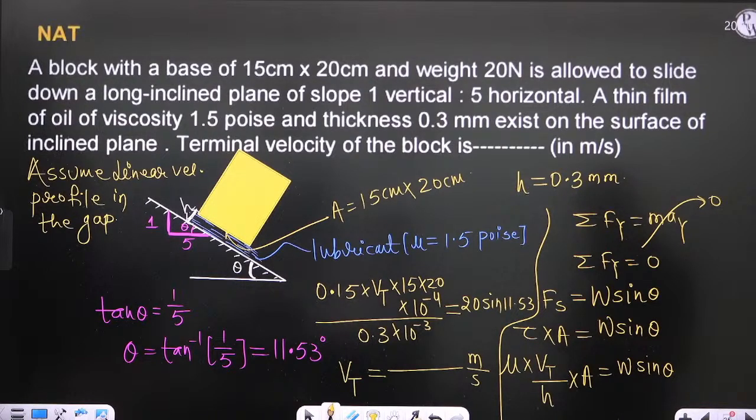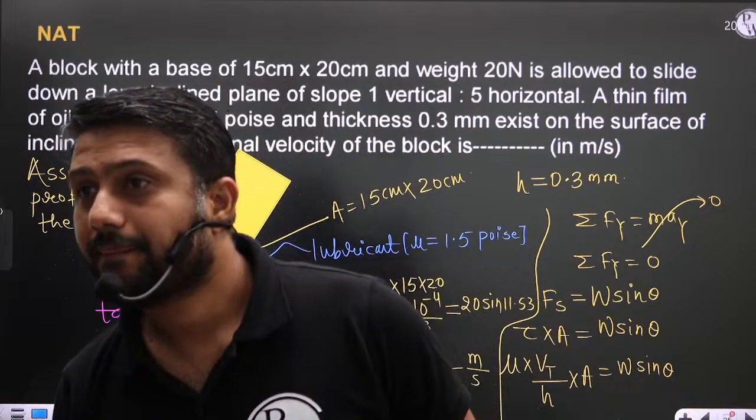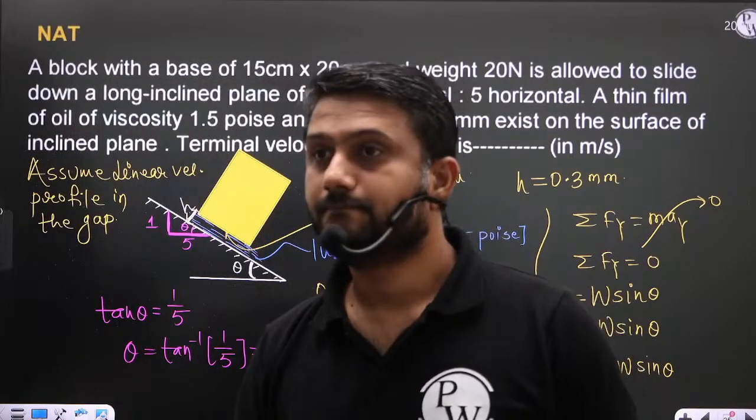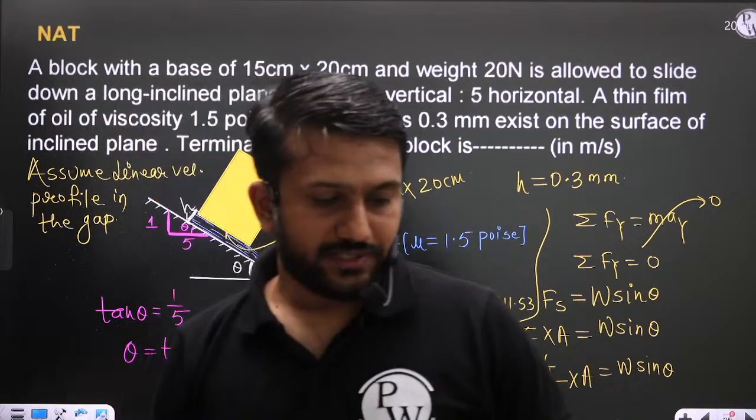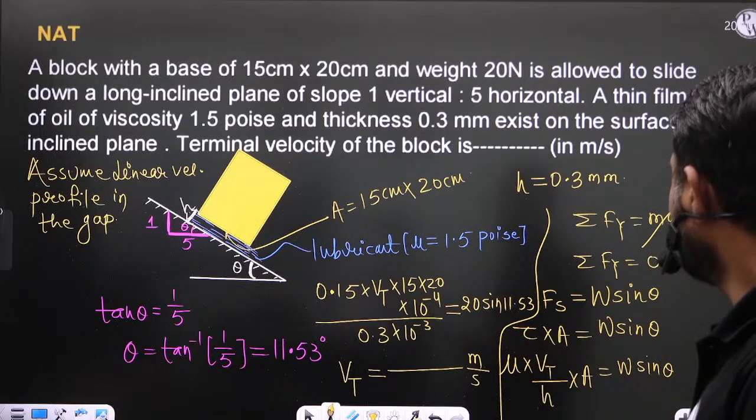20 sine 11.53, 0.3 into 10 to the power minus 3, divided by 0.15 into 15 into 20 into 10 to the power minus 4, right? Okay, how much are you getting? 0.266. I think there is some problem with the data.